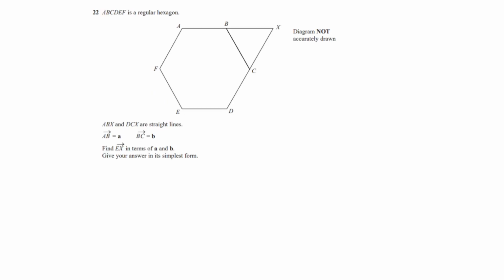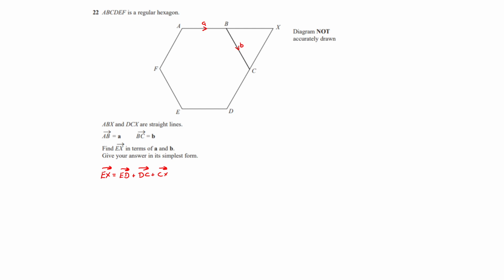So we know the vector going from A to B is given as a, and the vector going from B to C is given as b. And we want to find the vector going from E to X. So if we think about going from E to X, we'll go from E to D, from D to C, and then C to X. So that's the vector we want.